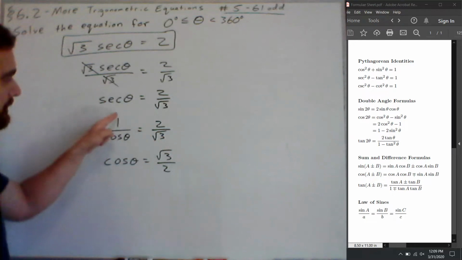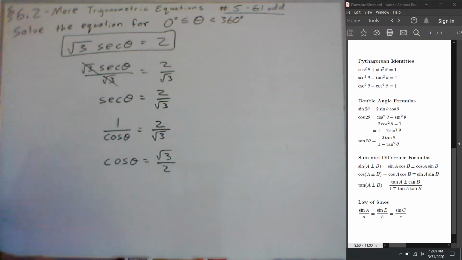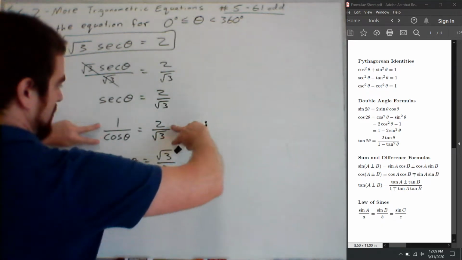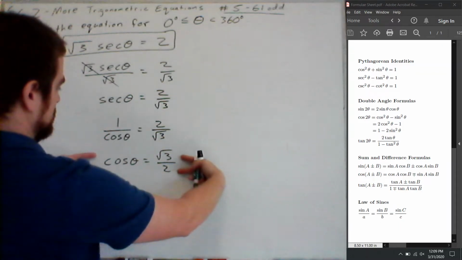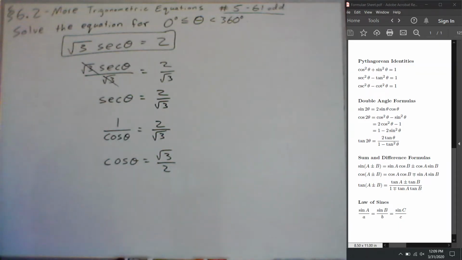So you can cross multiply and isolate cosine again, or you can just say that if these are the same value, then their reciprocals are the same value. So cosine of theta has to equal root 3 over 2. So again, I go to my unit circle, and I want to try and pick up where cosine of theta is going to be root 3 over 2.